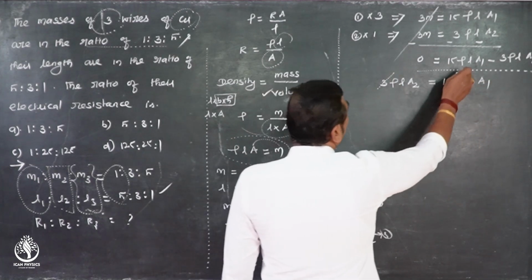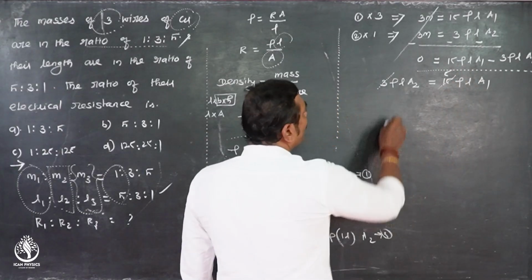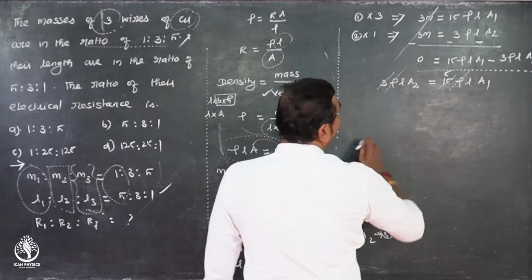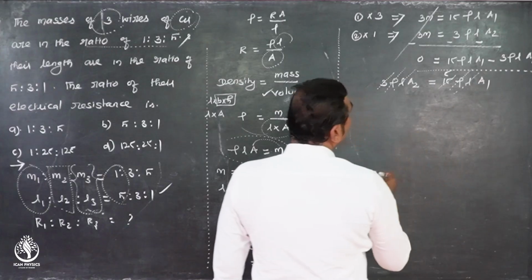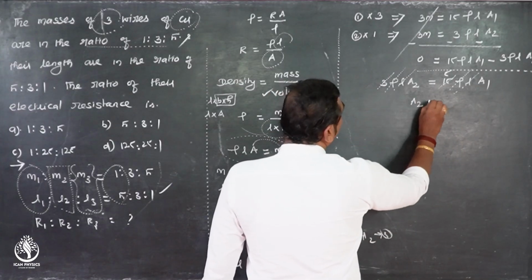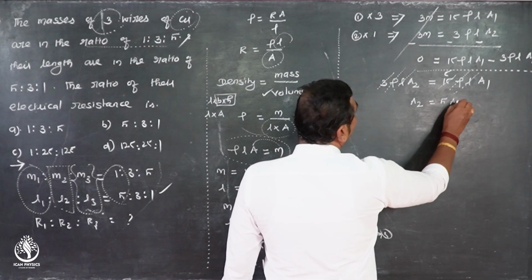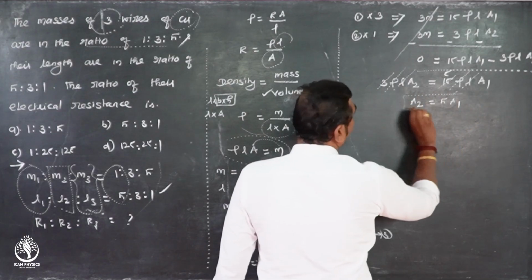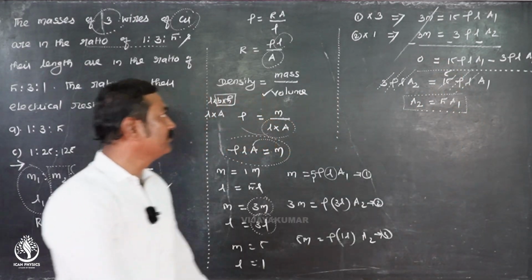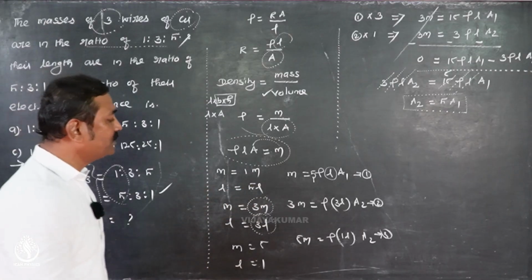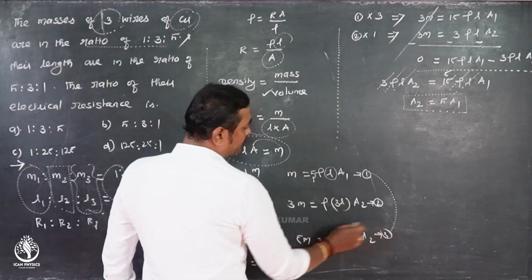Now 1 3 is 3, 5 3s are 15. Now rho and rho are getting cancelled, L and L are getting cancelled. So finally we can say A2 equal to 5 times of A1. Okay, so this is the first answer. Like that we can use equations 5, 1 and 3.